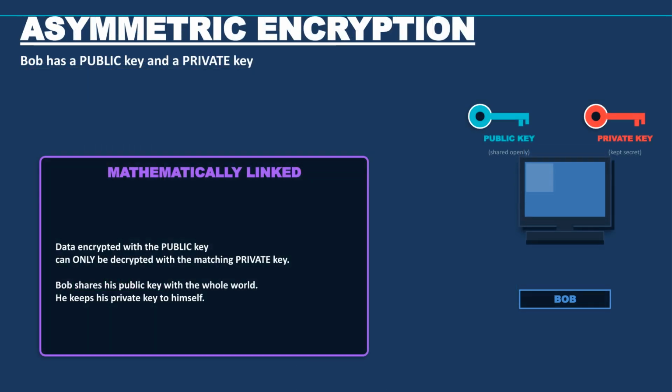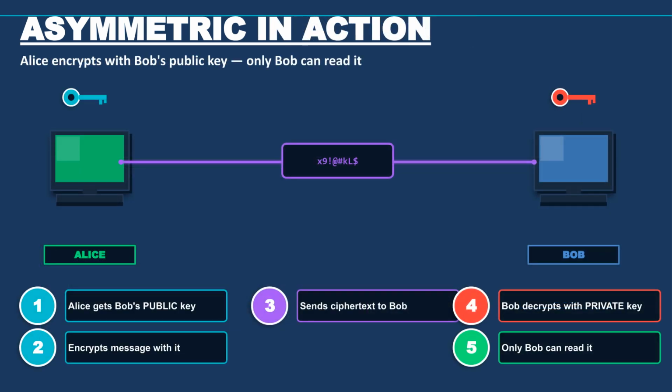Asymmetric encryption solves the key sharing problem. It uses two mathematically linked keys, a public key shared openly and a private key kept secret. In action, Alice gets Bob's public key, encrypts her message, and sends the ciphertext. Bob uses his private key to decrypt, ensuring only he can read the message.